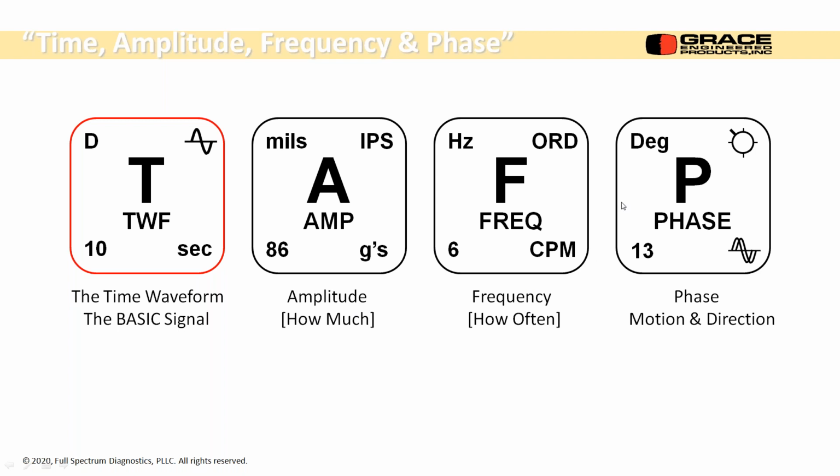And the last is phase, and phase tells us motion and direction. There are 7 different phase rules that we can apply to understand how the machine's moving, and they're all independent of each other. So one of them might say a bent shaft, the other might say a cocked bearing, okay? It's a very interesting technology, and it's visual, so everybody can understand once a phase analysis is done. So we'll get into that.